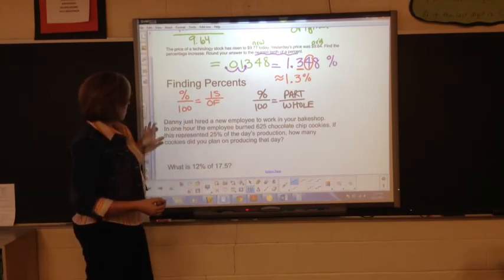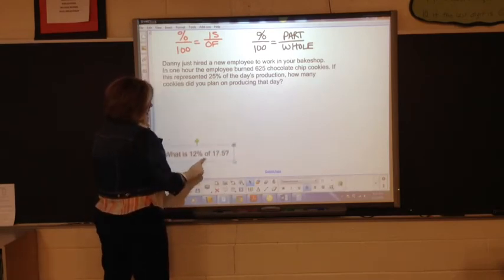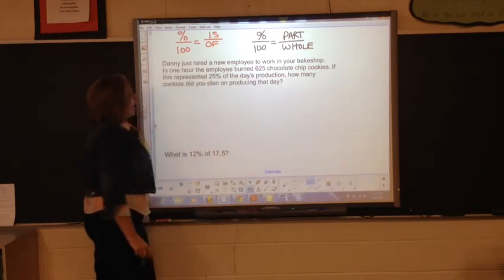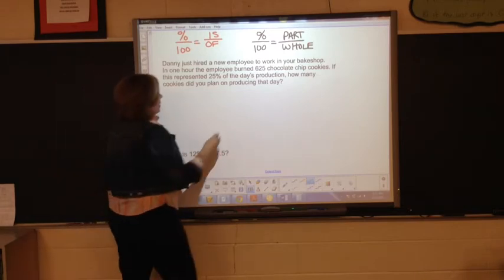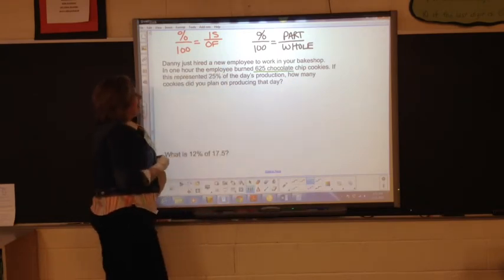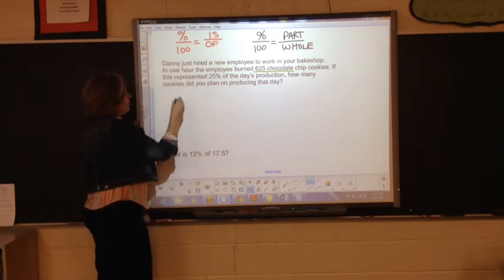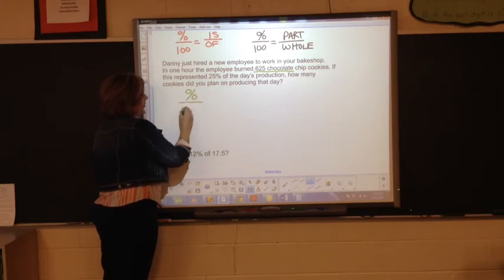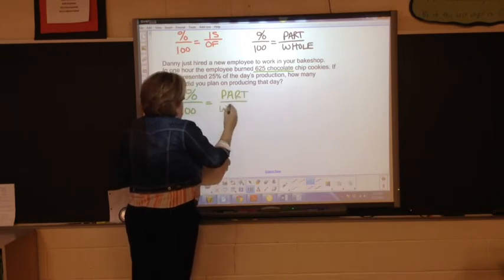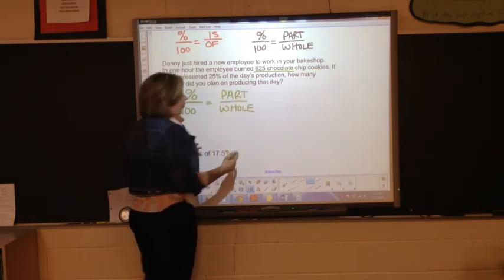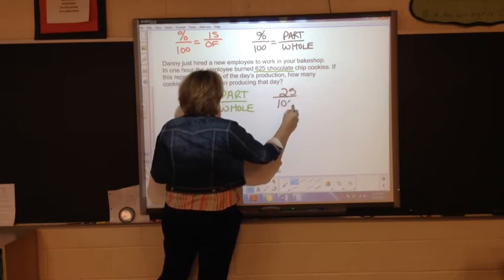So let's look at our word problem. It says, Danny just hired a new employee to work in your bake shop. In 1 hour, the employee burned 625 chocolate chip cookies. If this, meaning the 625 cookies, represents 25% of the day's production, how many cookies did you plan on producing? Well, we're going to use the percent over 100 equals part over the whole method. Okay? So we always write our percents over 100. So I'm going to rewrite this as 25 over 100. That's the percent that we're talking about.